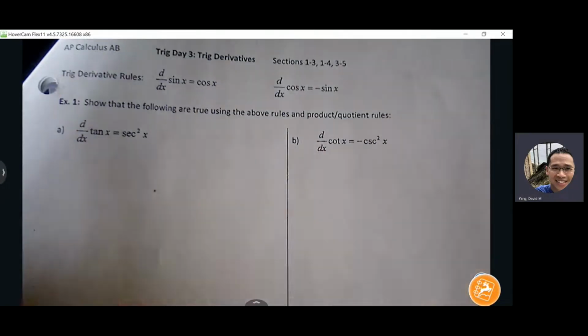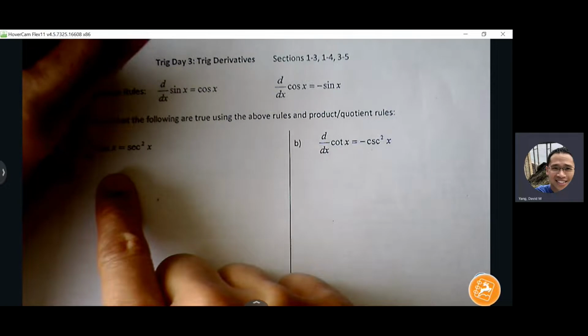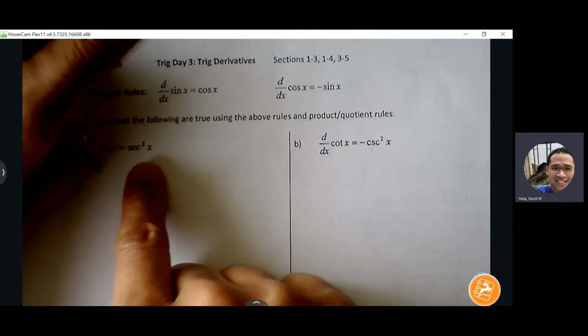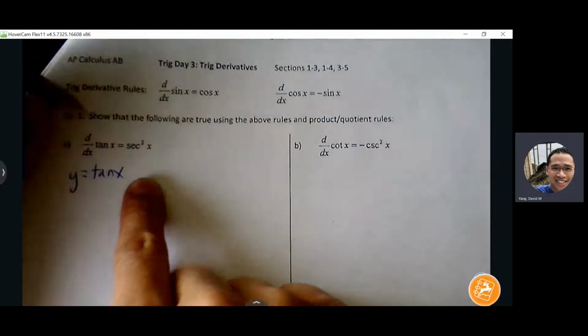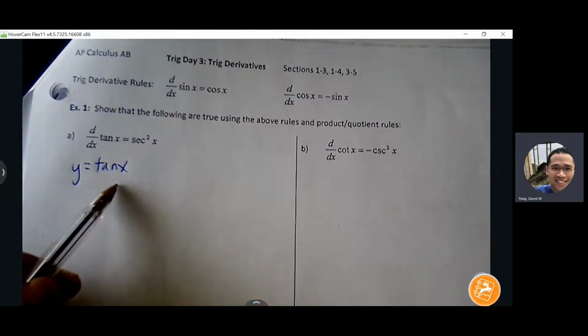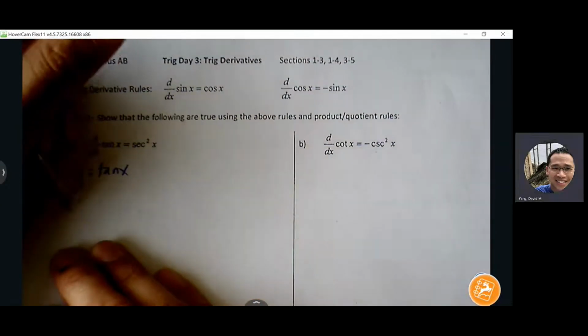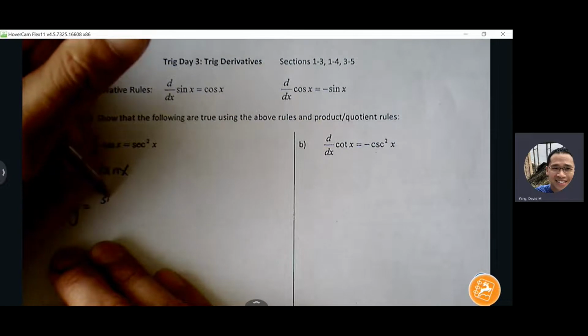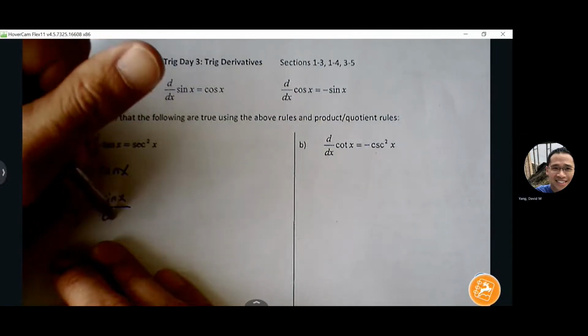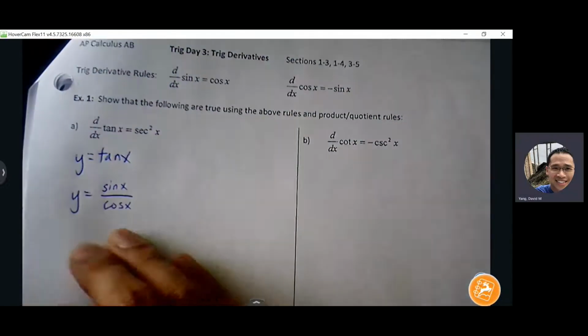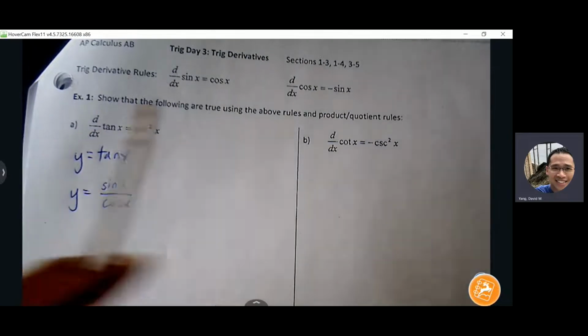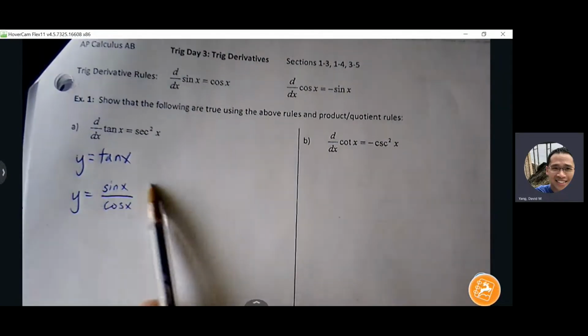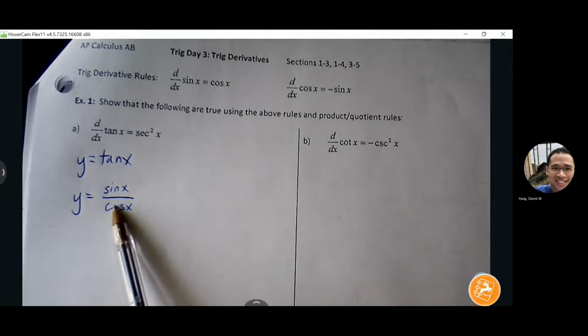Okay, but we're going to start off with tangent. We're going to work towards tangent's derivative, which we see here. So we're going to just rely on these two rules. I can rewrite tangent as what? Sine over cosine. We do have these rules individually, but because they're divided, we have to go through what rule to get to the derivative? Quotient rule, right?